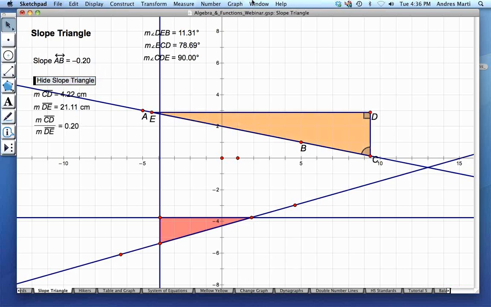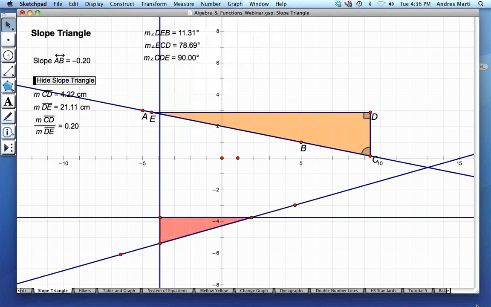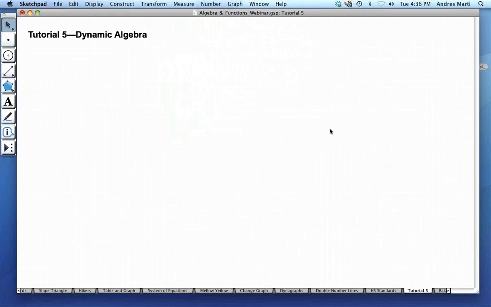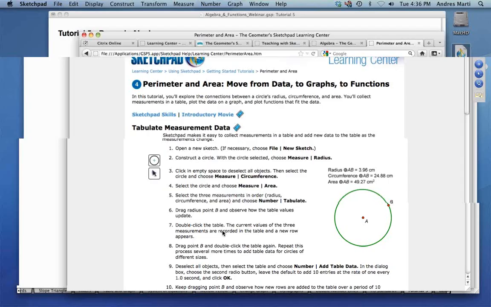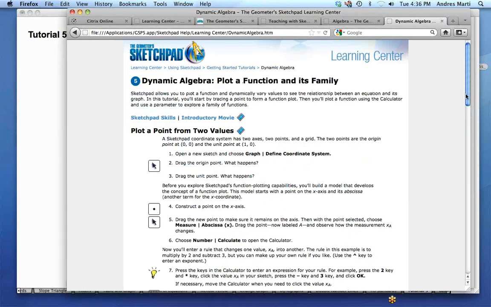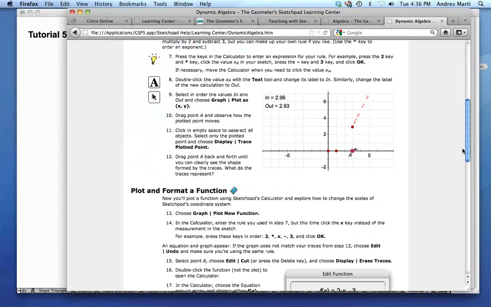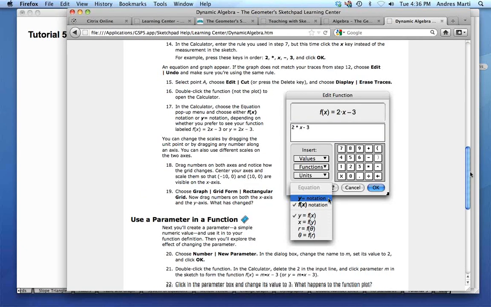The flickermenting I was just saying is a parameter value. We'll see that in tutorial 5, so let's just wait till we get there. All right, so I'll get back to that flickermenting. Tutorial 5 is dynamic algebra, and it's the tutorial that introduces plotting functions and using parameters in a function, so that seems like the appropriate place to talk about flickermenting.